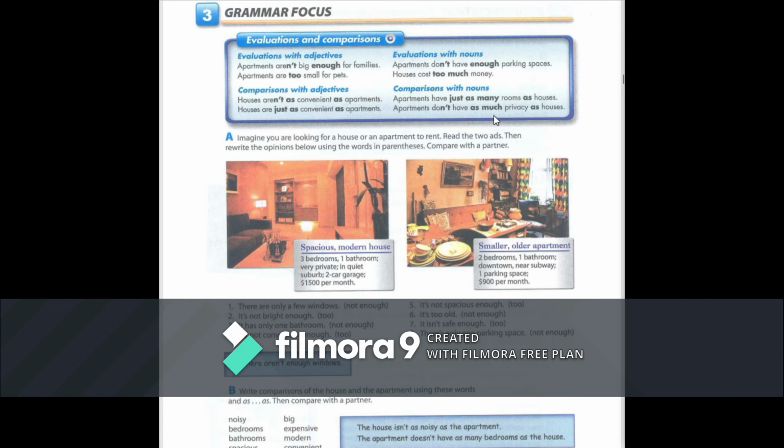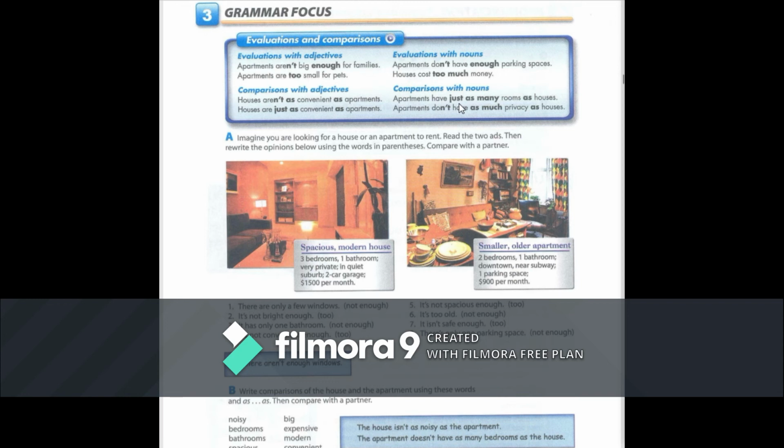So we're supposed to concentrate on this point. When I want to say that they are the same, I say just as, and then I complete the sentence. If they are not the same, I say don't have or aren't. If it's a comparison, I'm gonna say don't have as much or as many rooms or as much privacy as houses. Or if they're the same, I'm just gonna say just as. Okay, cool. So this is the rules we took.